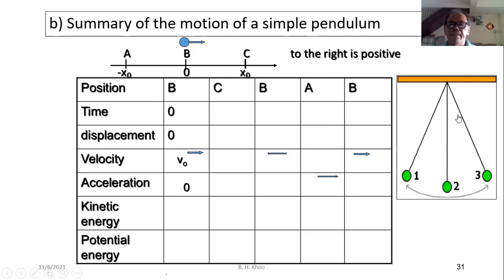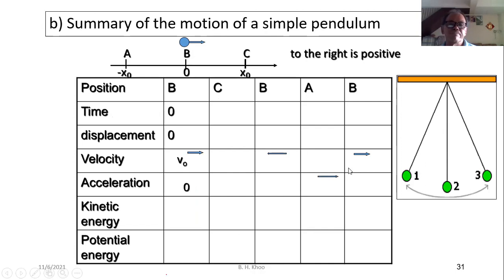When it's at B, B is the center there. Think of it as the bottom is the ground. Bottom here is the ground. It's nearly near the ground there. So at this part, the potential energy is 0.